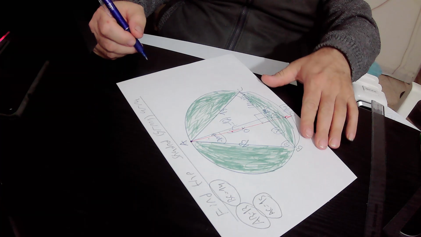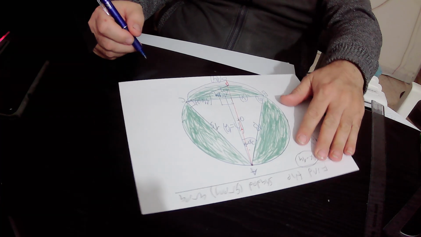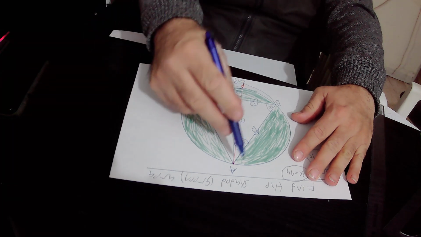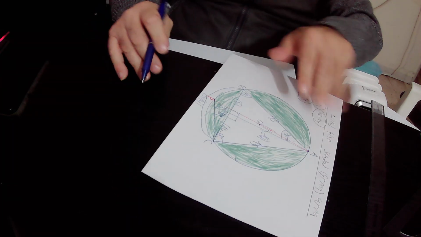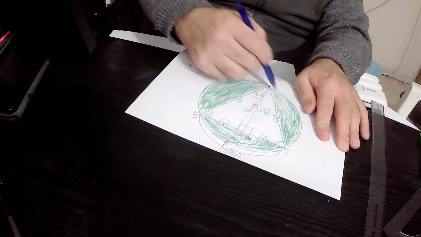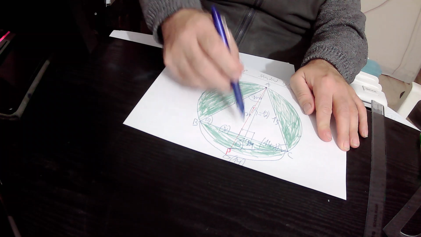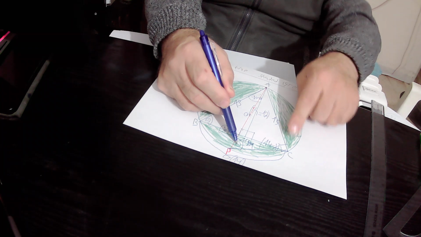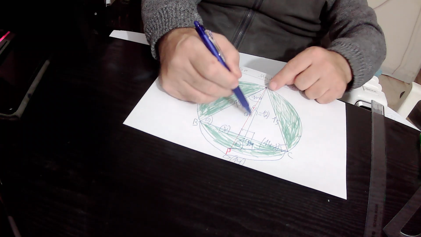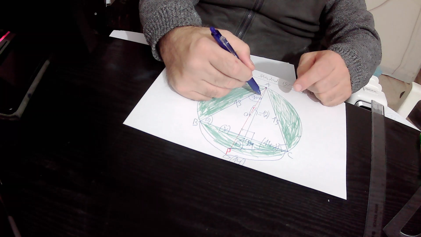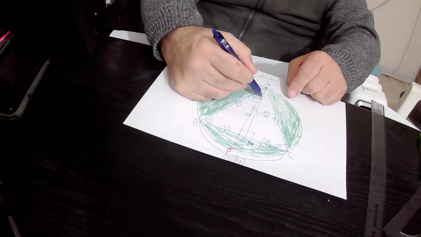Likewise, we'll focus on the right triangle, triangle ACP. In this right triangle ACP, this angle equals theta. This angle equals 90 degrees, therefore the missing angle here must be equal to 90 degrees minus theta.